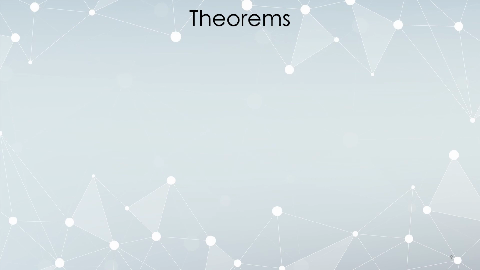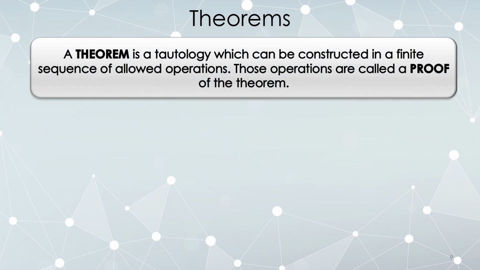Now we have a scary sounding math word, theorems. A theorem is just a tautology that can be constructed in a finite sequence of allowed operations, and that sequence of operations is called the proof or a proof of that theorem.